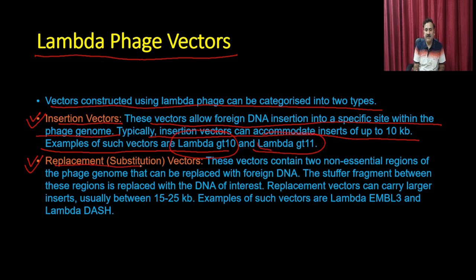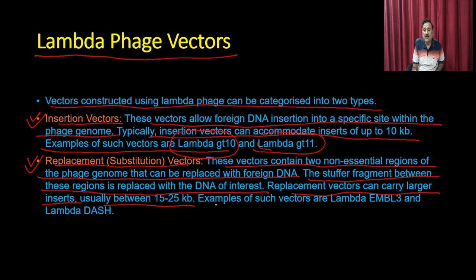Similarly, we have the replacement vectors. These vectors contain two non-essential regions of the phage genome that can be replaced with foreign DNA. The stuffer fragment between these regions is replaced with a DNA of interest. Replacement vectors can carry larger inserts, usually between 15 to 25 kb. Examples of such vectors are lambda EMBL3 and lambda dash.